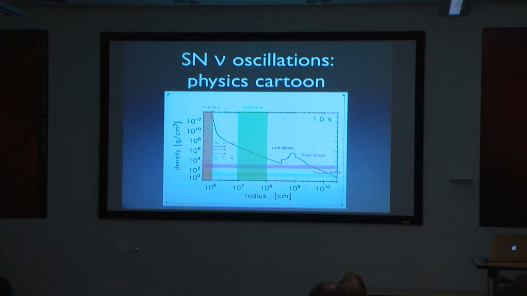Okay, so now in the supernova case, the problem is much richer and much more interesting, both in the theoretical sense and in the computational sense. And the process of flavor transformations in this case is still not understood. But I want to show some ingredients.